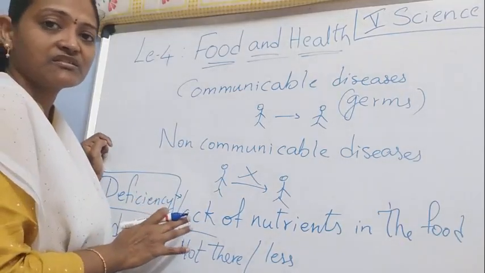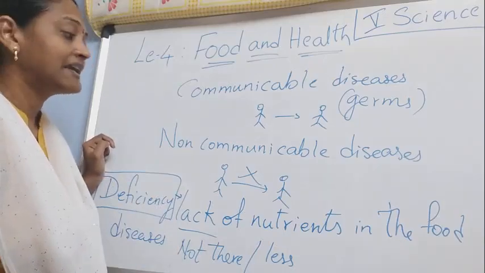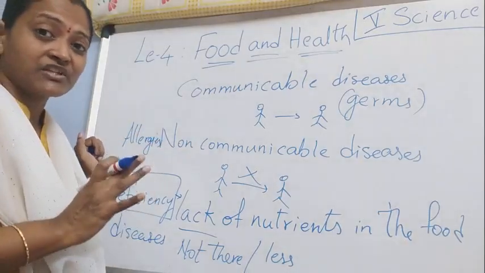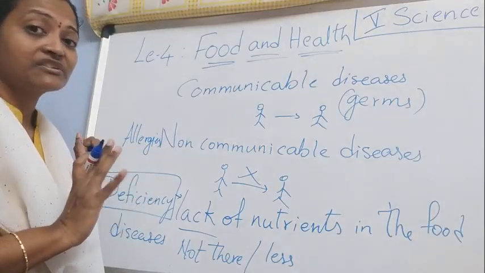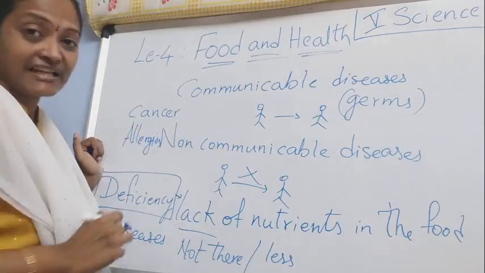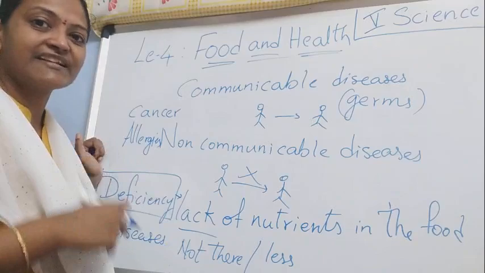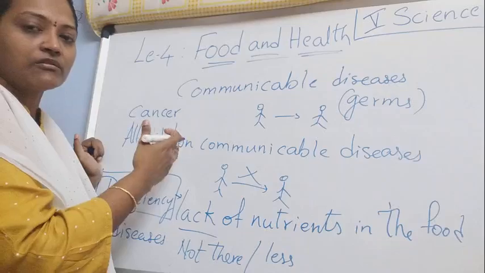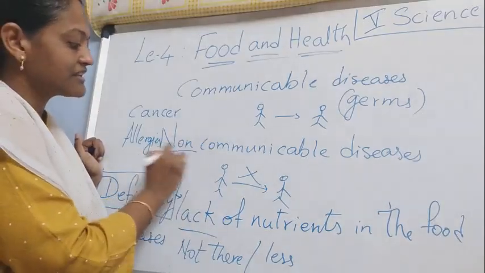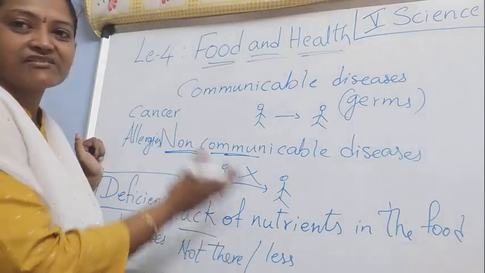And not only these deficiency diseases, some other diseases are also there which are not at all transferred from one person to another person. Which type of diseases? Like allergies. Some people get allergies. Allergies means for something, some people get irritation. These diseases are also not transferred from one person to another. And even cancer. Do you know cancer? Cancer is caused by the multiplication of cells inside the body. This disease is also not transferred to another person. So non-communicable simply means the disease is not transferred from one person to another person. Now we'll see all these types of diseases in this class.